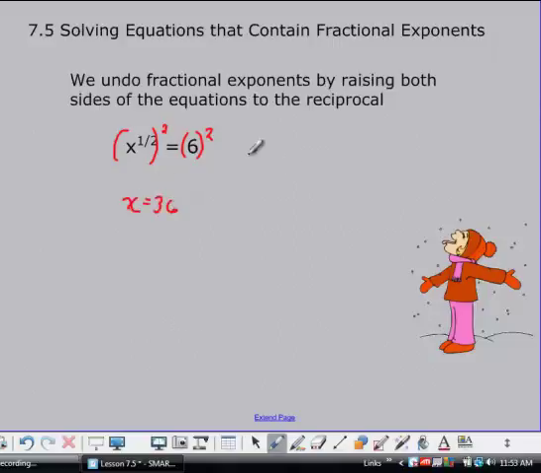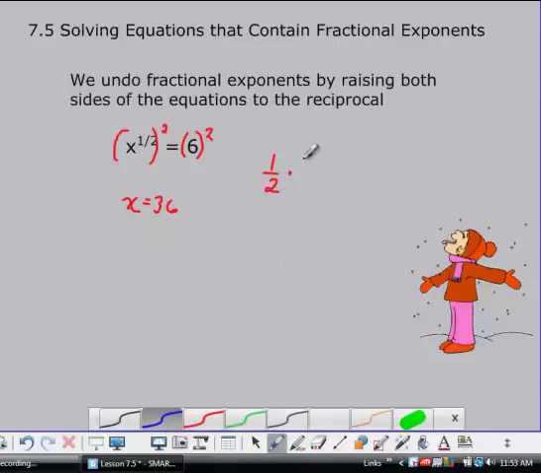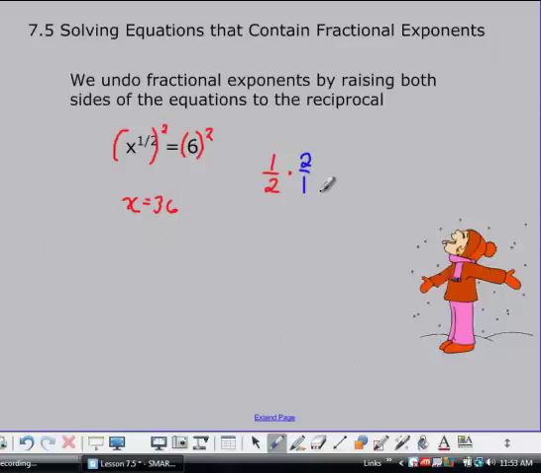But more importantly, if the power is 1/2, then I undo it by multiplying by 2 over 1, because when I raise a power to a power, I multiply, and that leaves me with a 1 right there. So it's a really simple lesson.